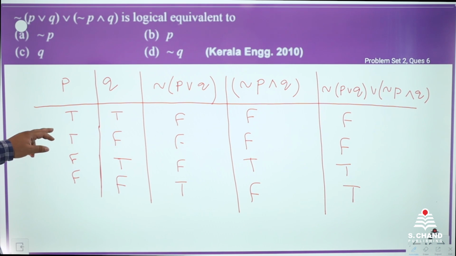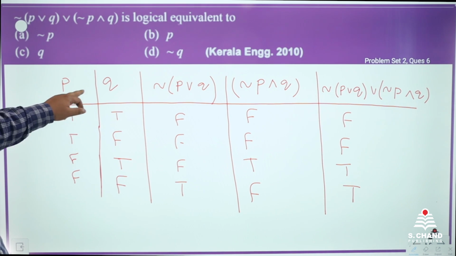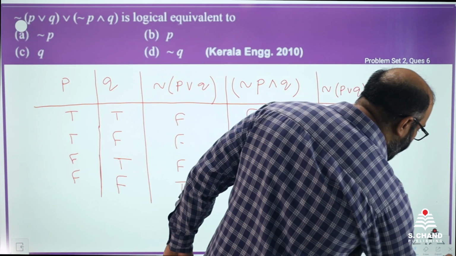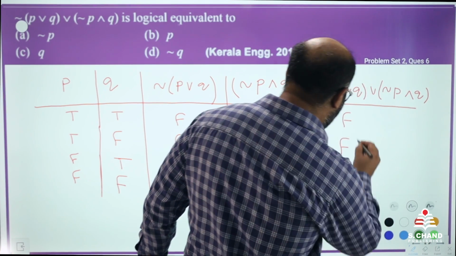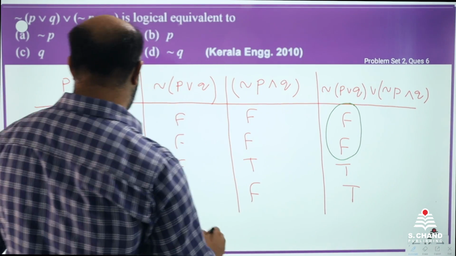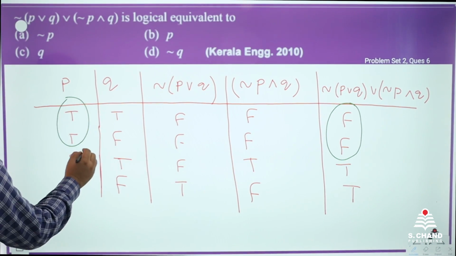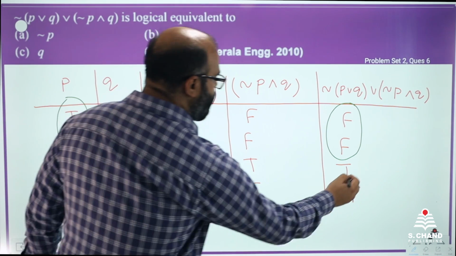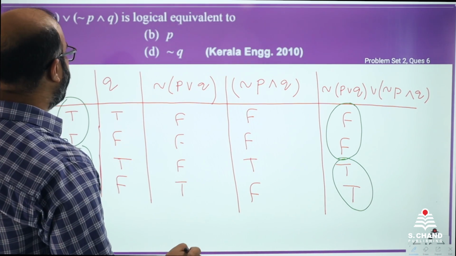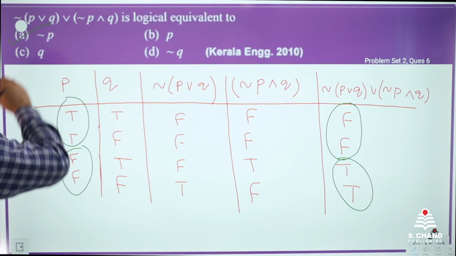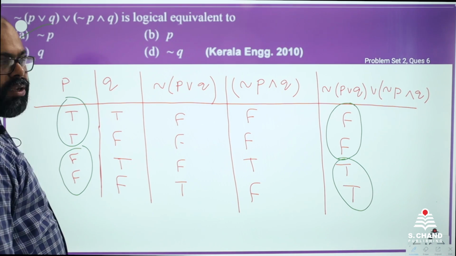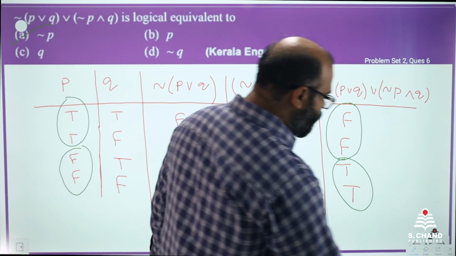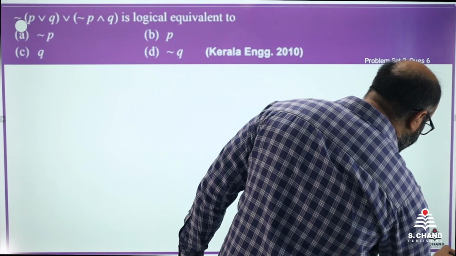So what do we get here? That if P is true, we are getting this statement as false. So what were we observing? If this is false, this is true, and if this is false, this is true. So can we say that it is negation of P? So we can say yes, it is negation of P. So option A is the correct option. Let us come to the next question.